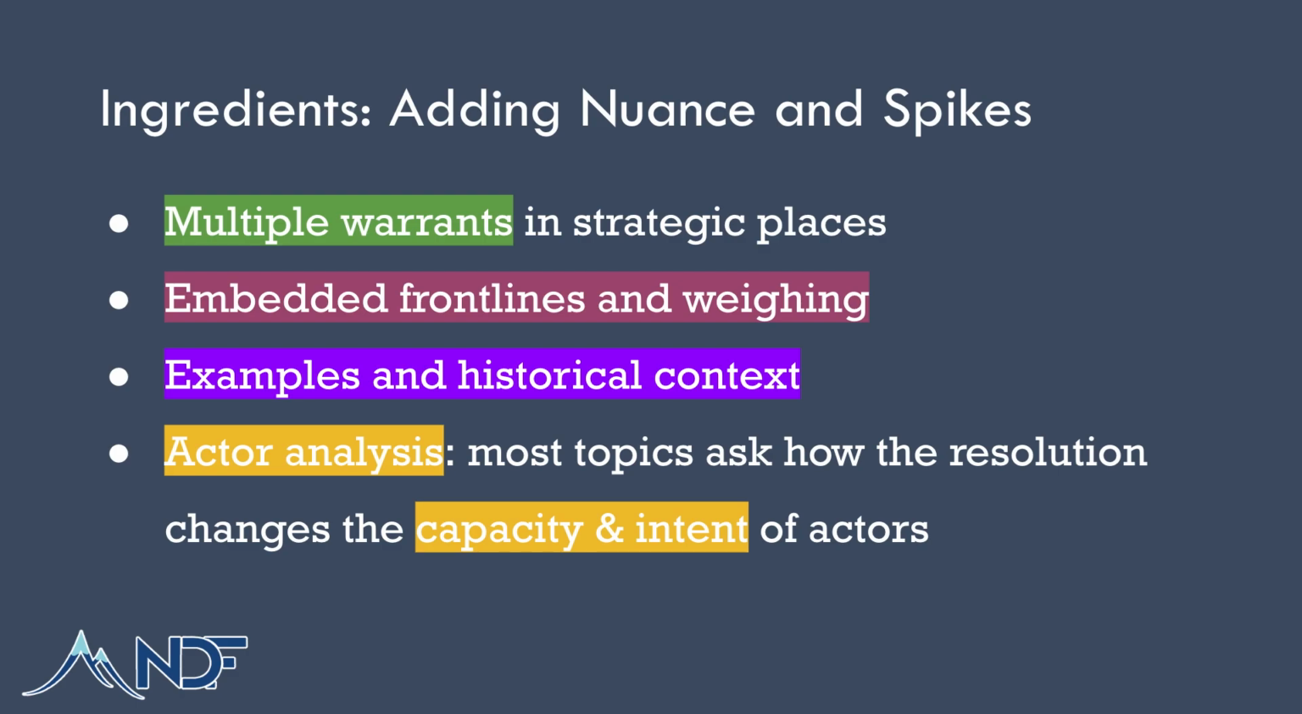Okay? So I don't say multiple links here because that's what most people think of. They think, I'll just have multiple links. Well, some links are easy to prove. Some links you don't need multiple. And multiple arguments can be bad sometimes when they're extra. You want to make your job easier, but make them in multiple places. So you could have multiple parts to uniqueness, multiple parts to your link or internal link, or multiple impacts. Don't just add warrants for the hell of it.